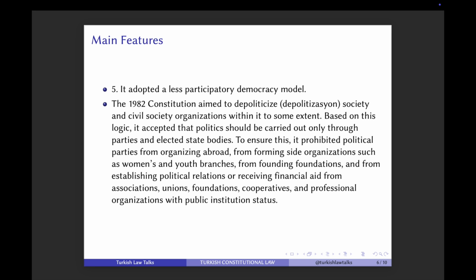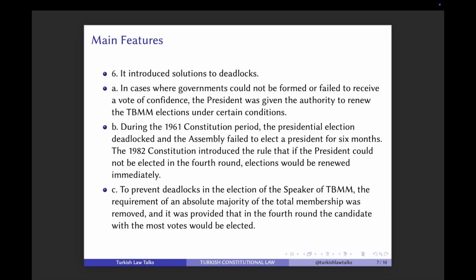All right. The last main feature listed here is about introducing solutions to deadlocks. This sounds very practical. It really was. It looks like the drafters were consciously trying to fix problems that had caused paralysis in the past under the previous constitution. They wanted to make the system work more efficiently. Makes sense. What were some of these solutions? The first one mentioned is about forming a government or getting a vote of confidence. Right. So if a government couldn't be formed or if it lost a vote of confidence, the president was given the power, under specific conditions, to basically dissolve parliament and call for new elections. A way to break the stalemate. Exactly. A constitutional escape hatch for political deadlock.